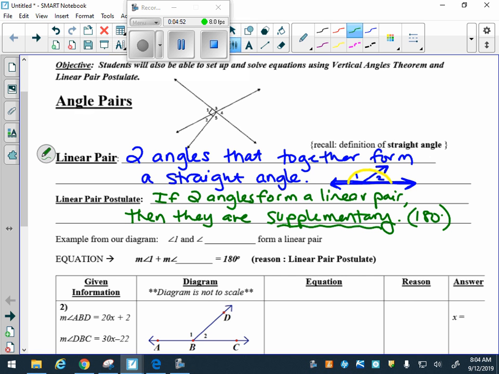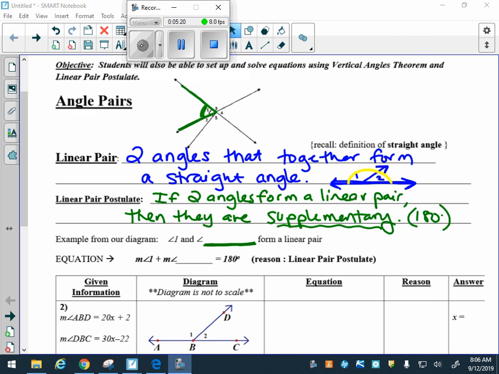So, when we look at our diagram, angle 1 is right here. Notice it's not the full right angle, it's just part of it. Angle 1. I want you to fill in right here. Don't say it out loud. Just fill in right here. What other angle goes with angle 1 to form a linear pair? So your answer there should have been angle 3.